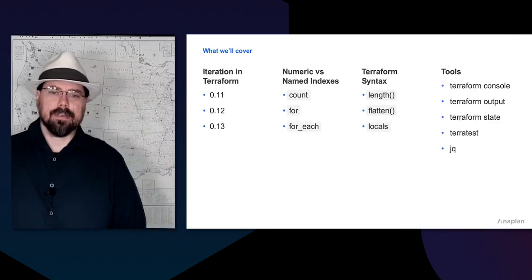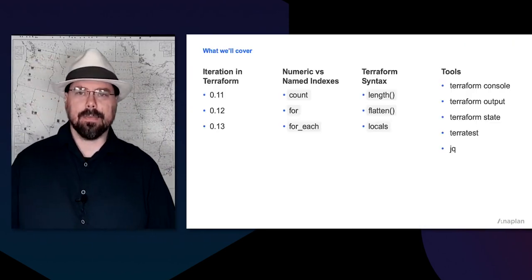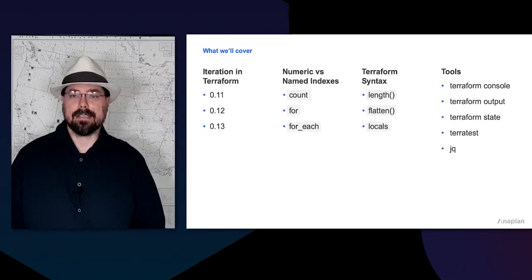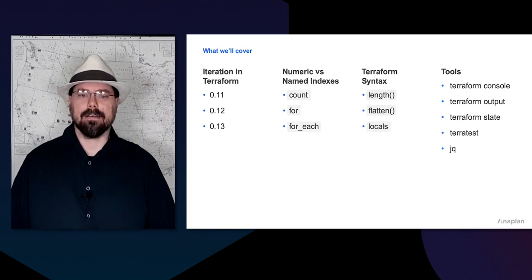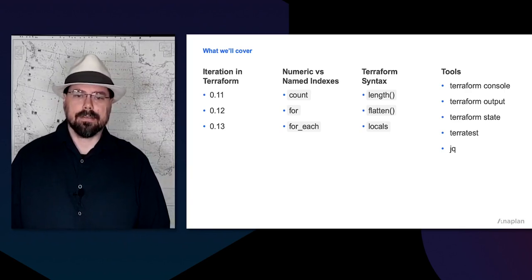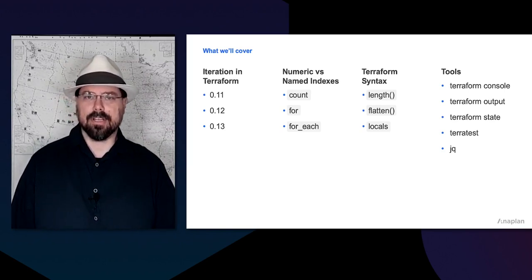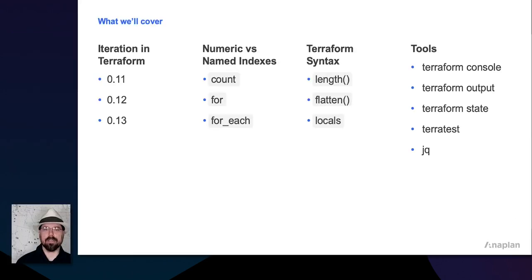So as I said, we're going to cover some older iteration in Terraform 11. We're going to go over what iteration is today with Terraform 12 and 13. And we're going to describe how that works, numeric indexes versus named indexes, and the strategies that we would use with for and for_each, and recount what we used to do with count and numeric indexes. Some of the syntax that helps with that are things like length, flatten, and locals. Length to get you your numbers, flatten to manipulate your structures, and locals to help you with generating those variables that you're going to use for manipulation.